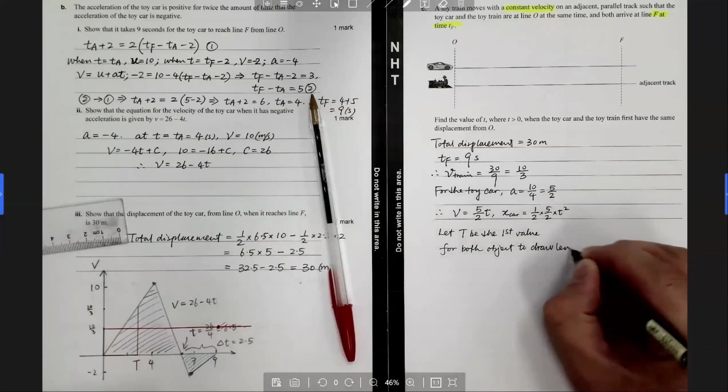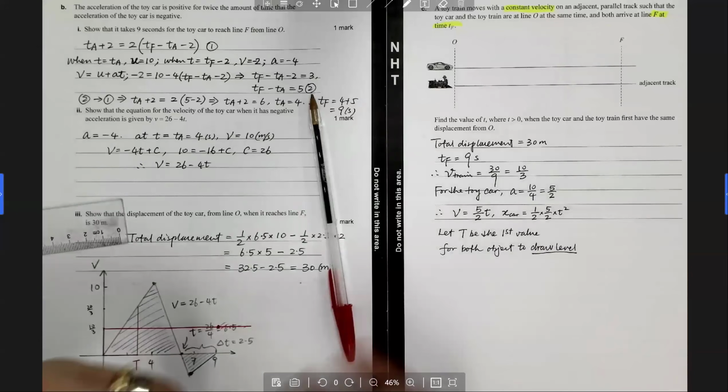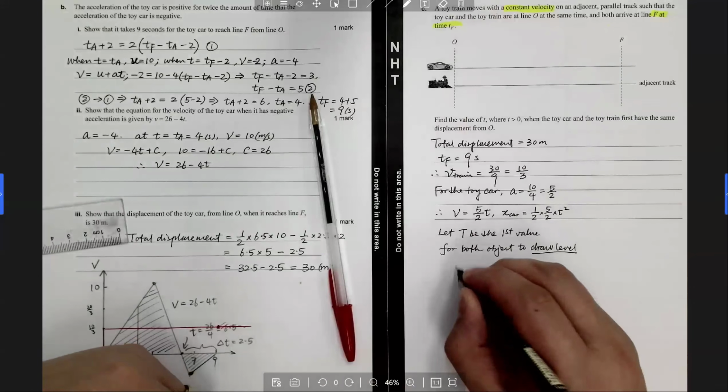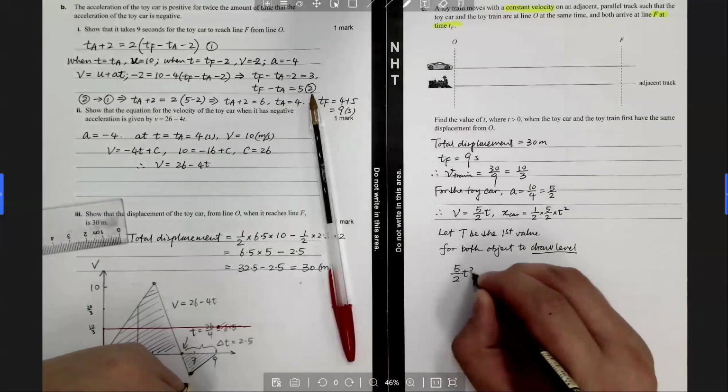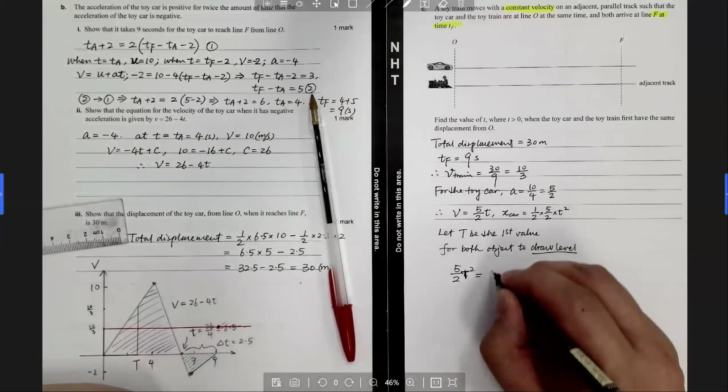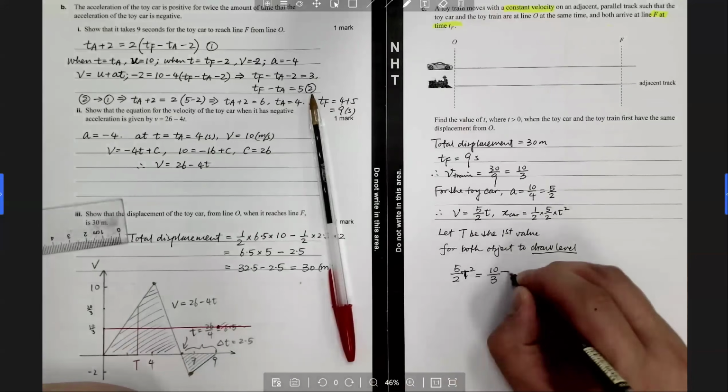I'll use another phrase to draw level. Draw level means they are at the same position, okay? So I'll get 5 over 2 T squared, actually capital T, okay, capital T, equals 10 over 3 capital T.